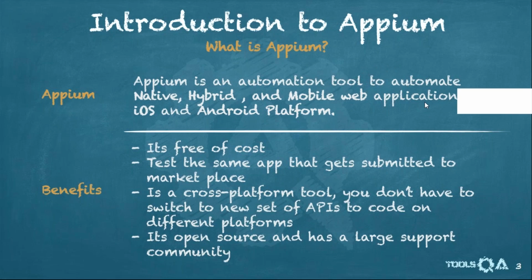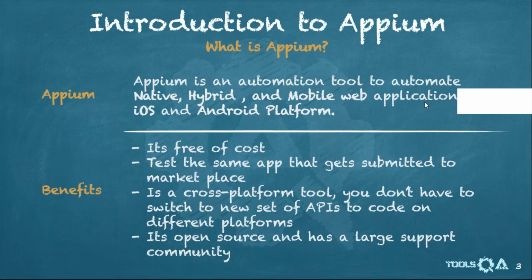Okay. Now, what is the benefit of Appium with respect to any other tool that we have in market? First and foremost, we don't have much of options with respect to open source. We have Appium, which is free of cost. We have other tools in market as well that can support mobile application automation, but that comes with a heavy price, right? And the next benefit that everybody likes about Appium is you can test the same application that you are going to submit to the marketplace.